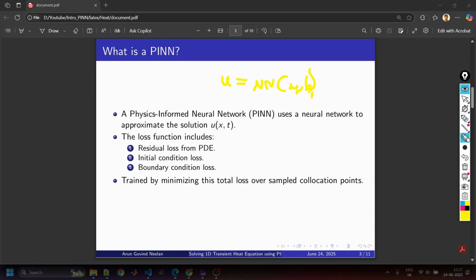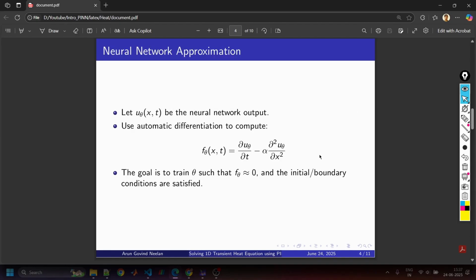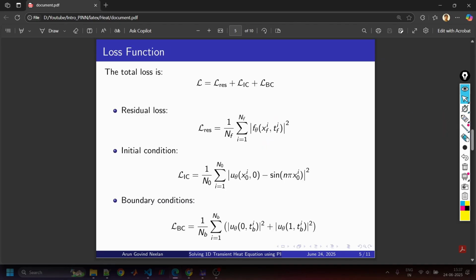We have three losses. One is loss due to the partial differential equation. Another one is loss due to the initial condition. Another one is loss due to the boundary condition. We will minimize the total loss. Here U theta is the neural network approximation. When we substitute this neural network in the equation, similarly we'll have the initial condition loss and boundary condition loss. The neural network should also satisfy the initial condition and boundary condition. Then we will calculate the total loss, and minimize it through some optimization algorithms.